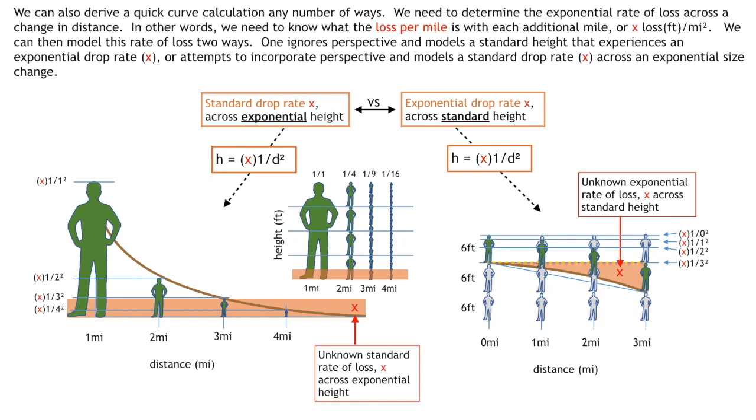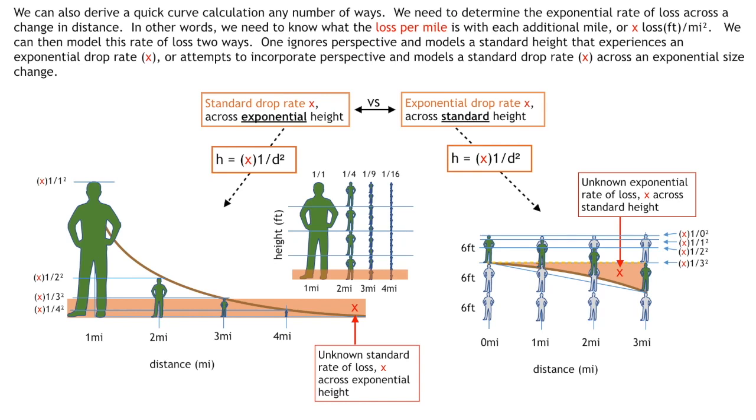We need to determine the exponential rate of loss across a change in distance. So in other words, we need to know what the loss per mile is with each additional mile, or the x loss of feet per mile squared. We can then model this rate of loss two ways. One ignores perspective and models a standard height that experiences an exponential drop rate, or attempts to incorporate perspective and models a standard drop rate across an exponential size change.